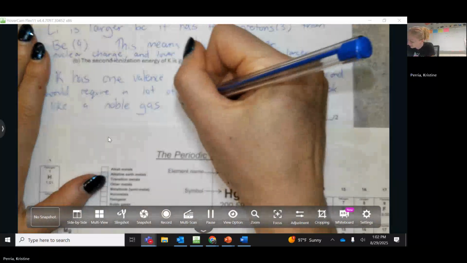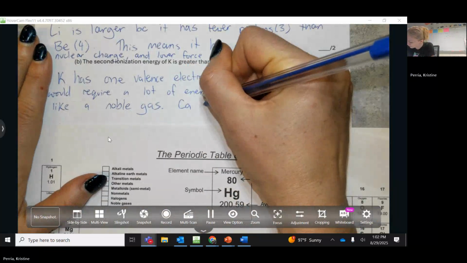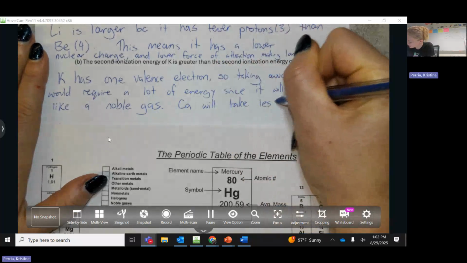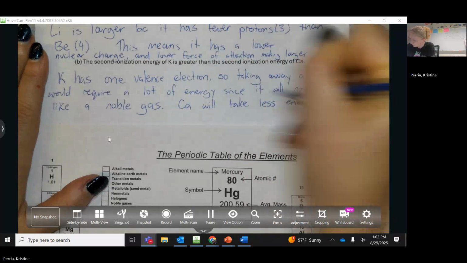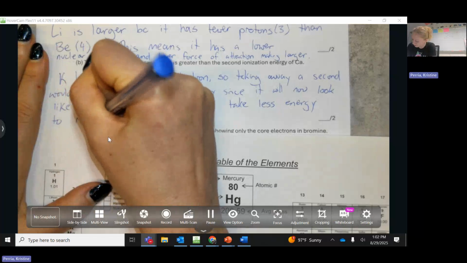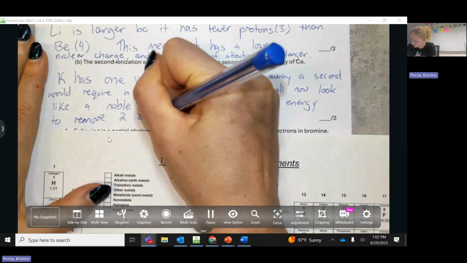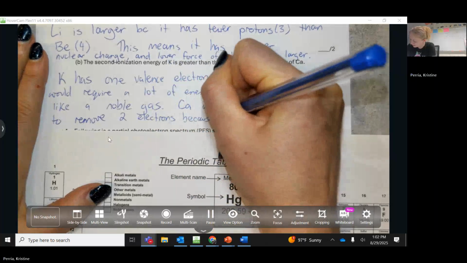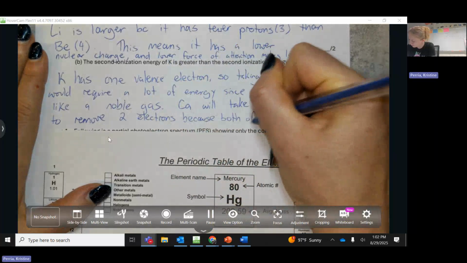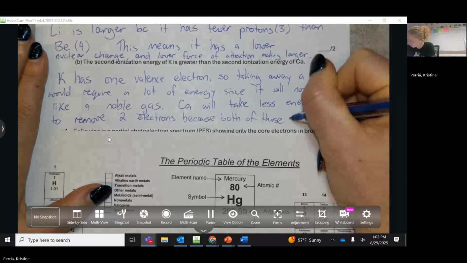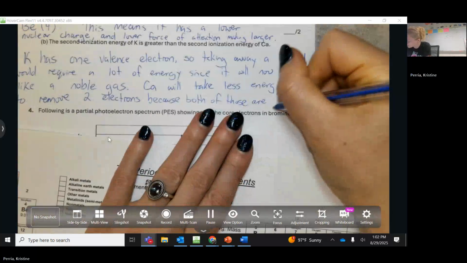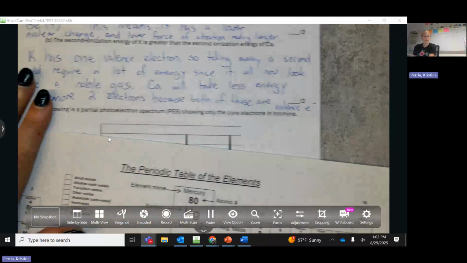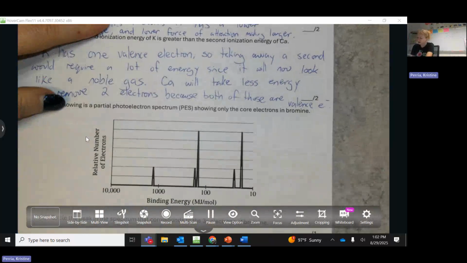Substances will take less energy to remove 2 electrons because both of those valence electrons. Okay. All right, let's move on.